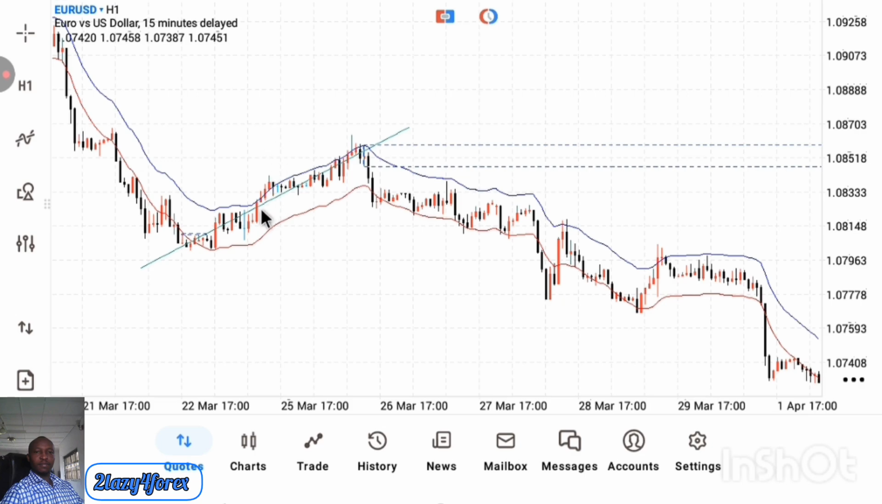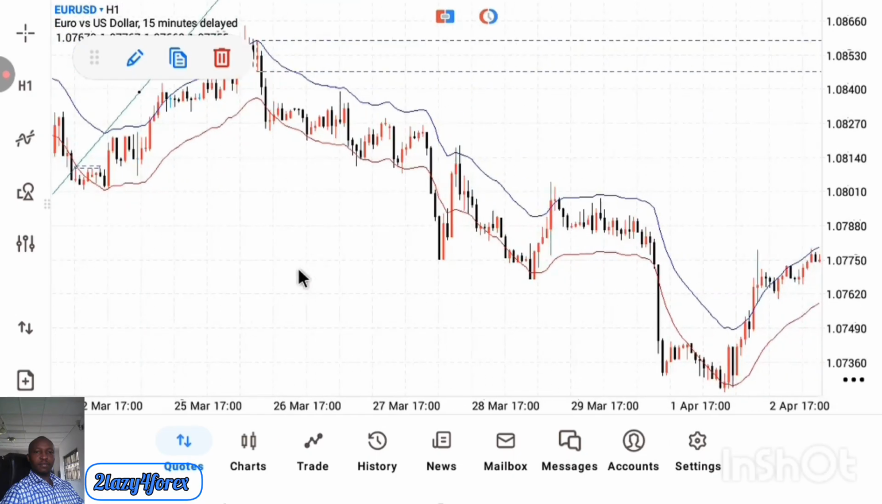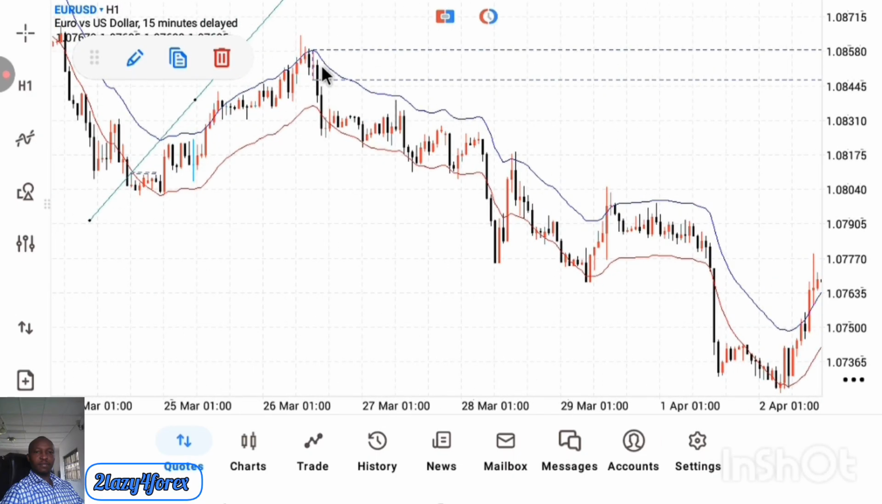So now I have a higher high close above. You need a breakout of the blue band, a breakout and a close, a higher high close. Once you have that, you are good. Then you wait for price to do a lower low close below the red. Don't bother about how long it takes.